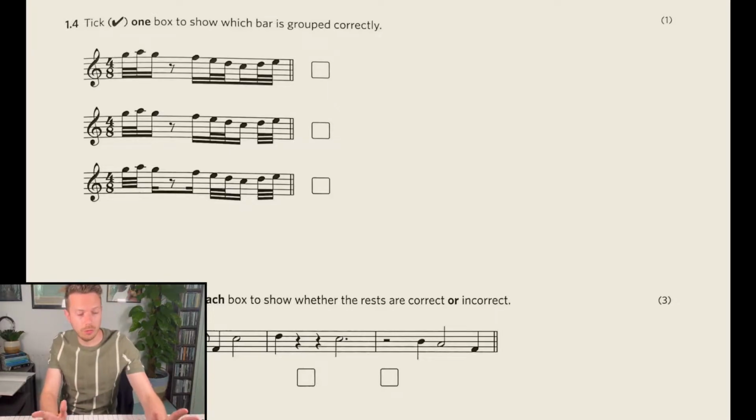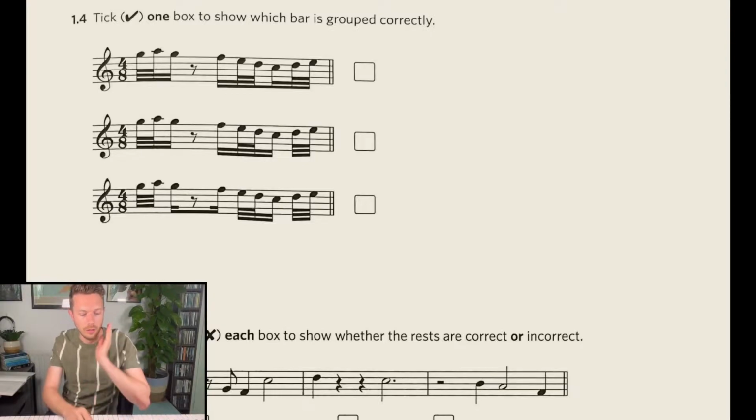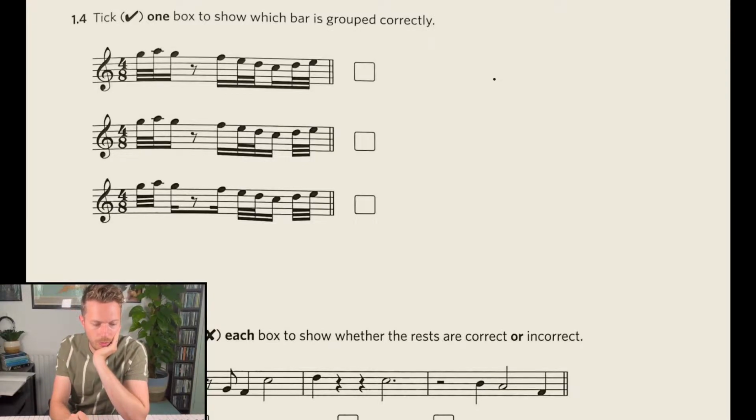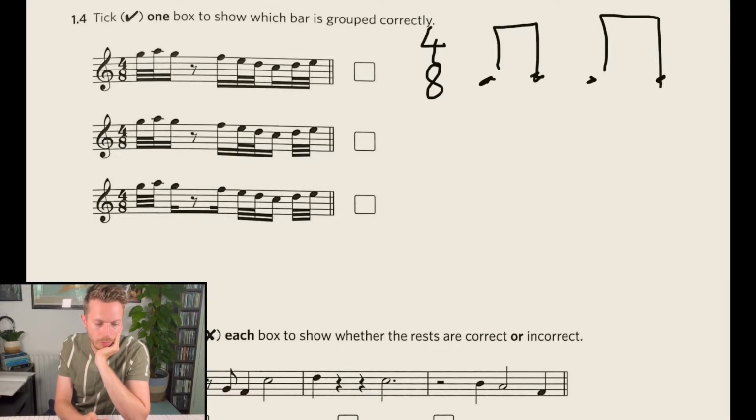So which of these is grouped correctly? So we are in 4/8. Okay, so this is an interesting time signature, 4/8. It's going to look like that. So we need to group it like that. It's not grouped in 3s because the top number isn't a multiple of 3.